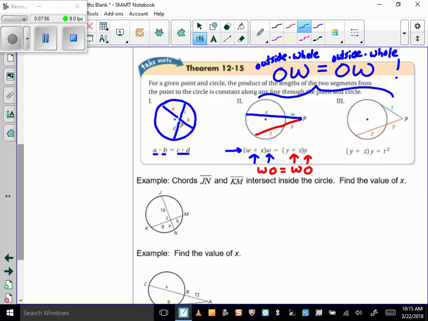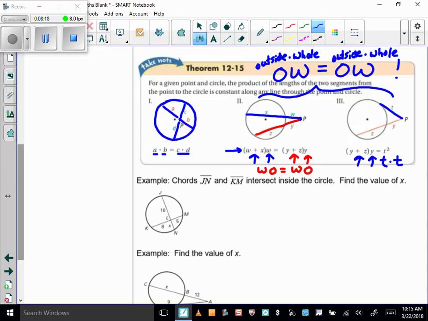And the same thing applies here, except it looks different. Let's look at our first segment here. This tangent to the circle, the outside of it is T, and the whole thing is also T. So that's where the T squared comes from. And then the outside of the red segment is Y, and the whole segment is Y plus Z. So ow, ow still applies.